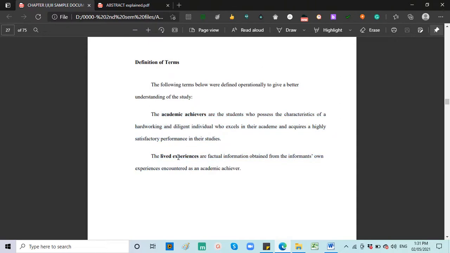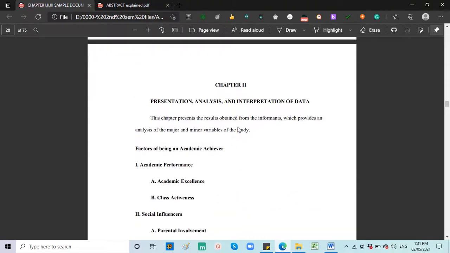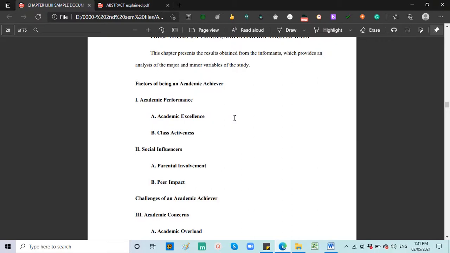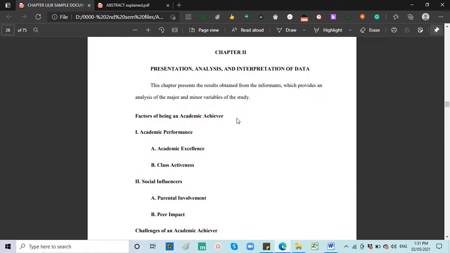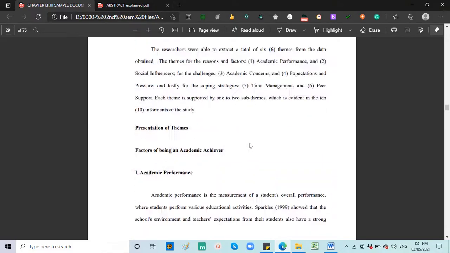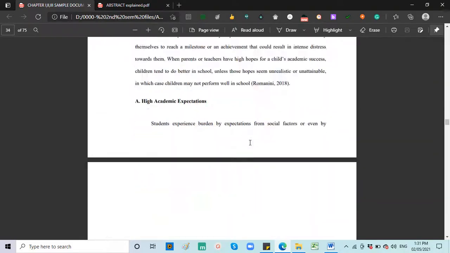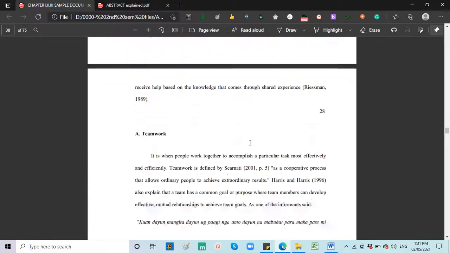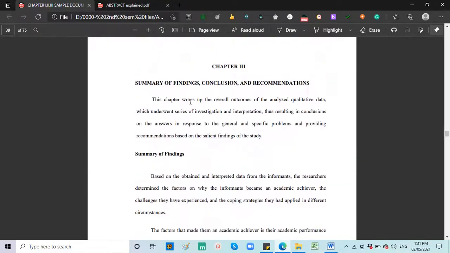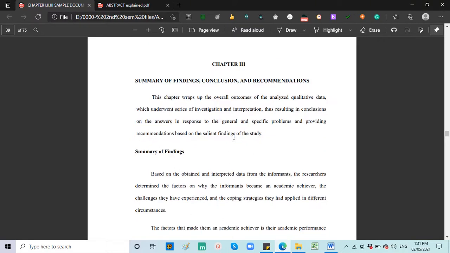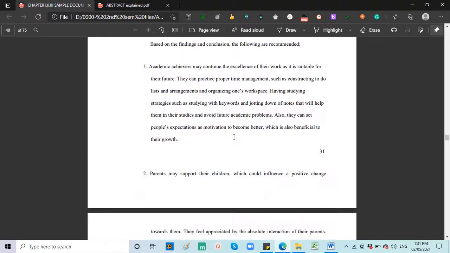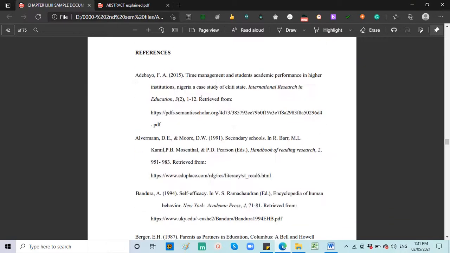That's it, simple. Chapter 2 is then your presentation, analysis, and interpretation of data. We have already discussed chapter 2 in our last video, so you can check on that. After chapter 2, the last chapter would follow, which is chapter 3. You summarize your findings, what you conclude, and what recommendations you can give as the researchers conducting your paper. And then after that would be the references.